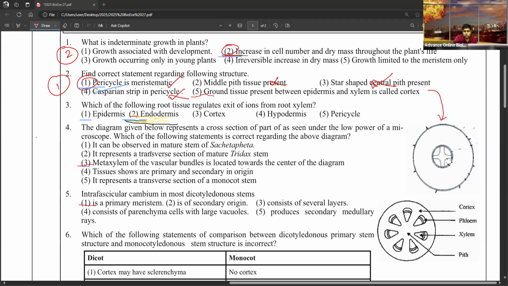Now I'm taking the third question, people. The second is the answer, right? Which of the following root tissues regulates the ions from root to xylem? Endodermis, correct. Question number 4: the diagram given below represents the cross section of part of a plant as seen under the low power of the microscope.